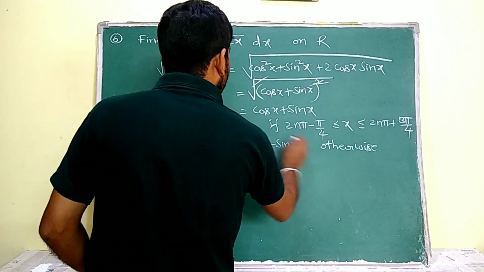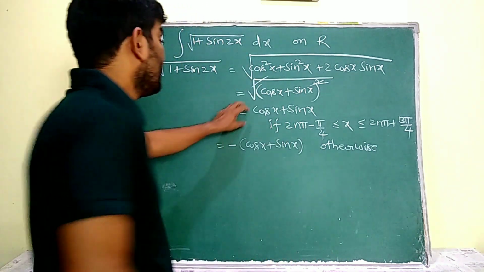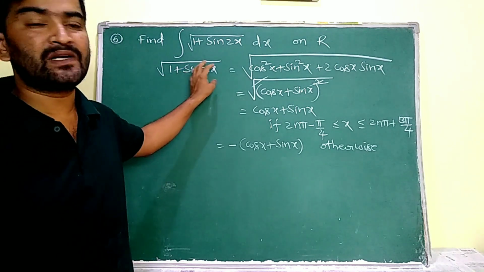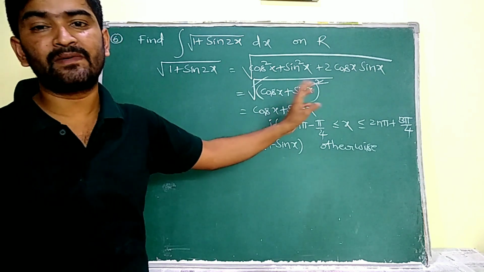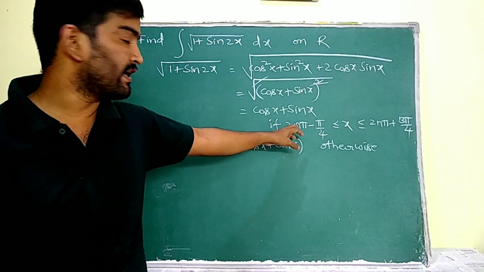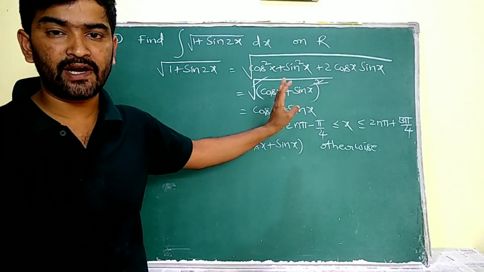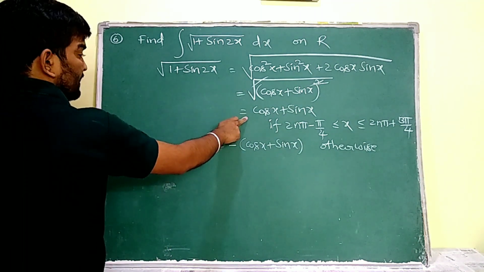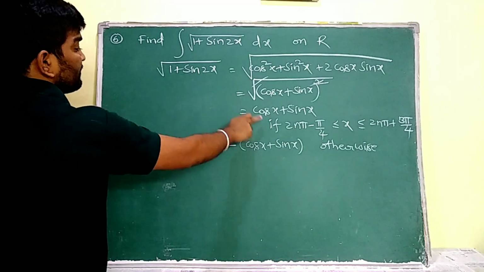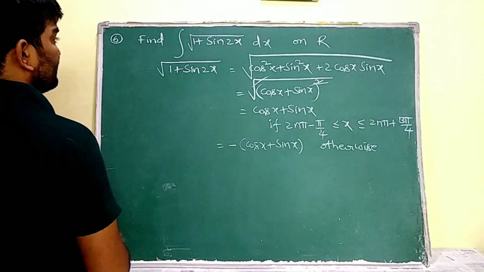Okay, that we have to remember. Firstly, the root of 1 plus sin 2x becomes cos x plus sin x if that angle lies between quadrant 1 and quadrant 2. We have to remember this. That means here we are having two cases. In the first case, if the angle lies between quadrant 1 and quadrant 2, then we are going to calculate the integral.